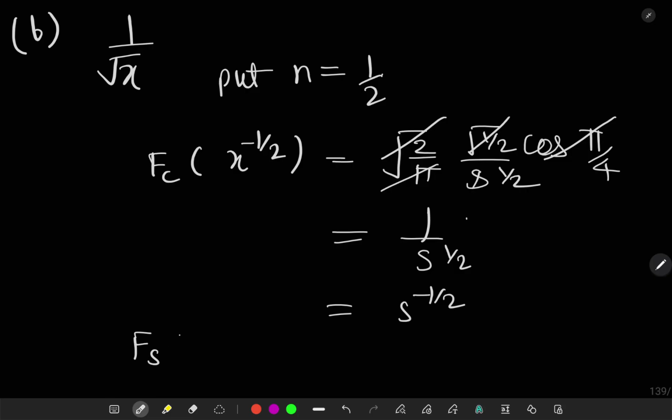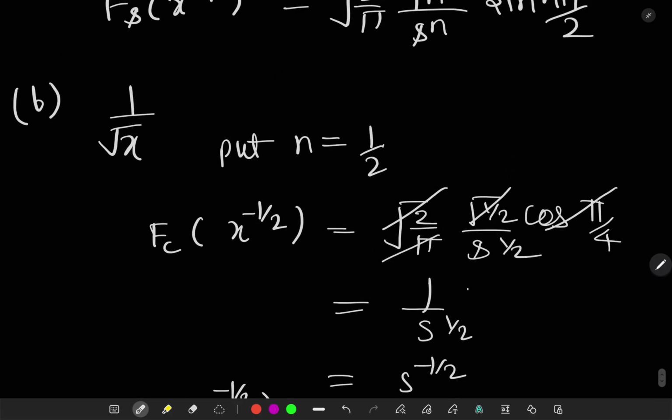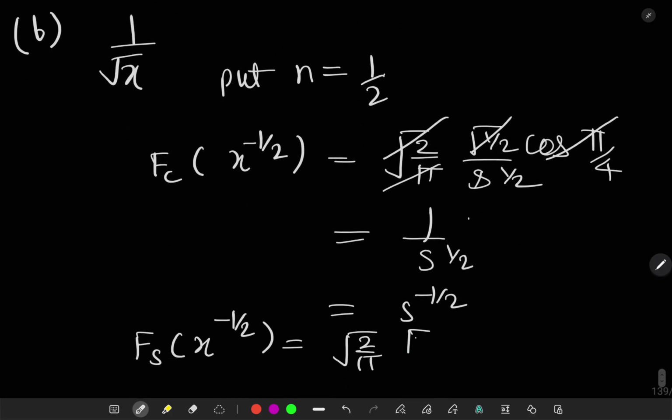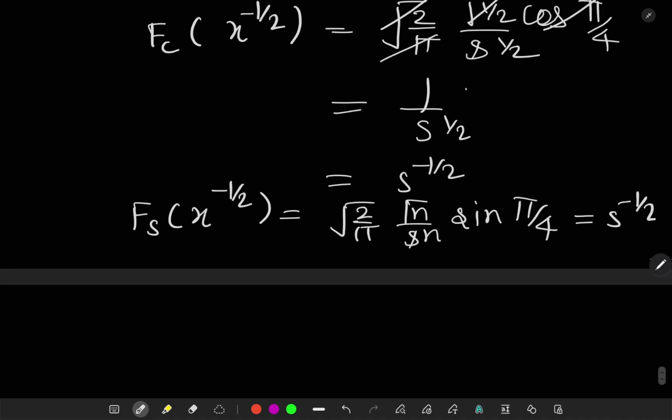And similarly for the Fourier sine transform of x raised to power minus 1 by 2 equals root 2 by pi into gamma n by s raised to power n into sine pi by 4, and this also equals s raised to power minus 1 by 2. This is 1 by 2 and this is also 1 by 2.